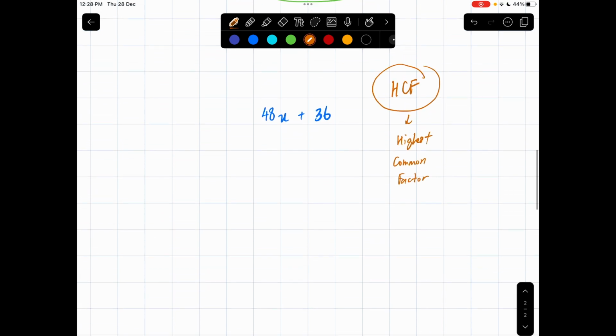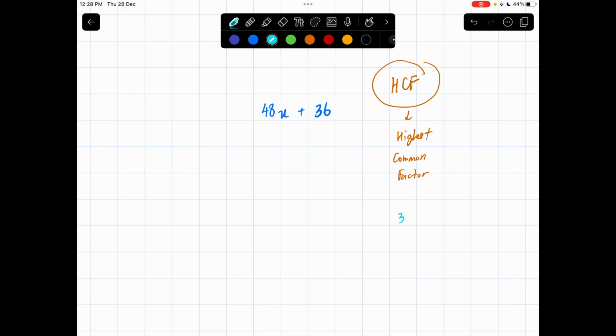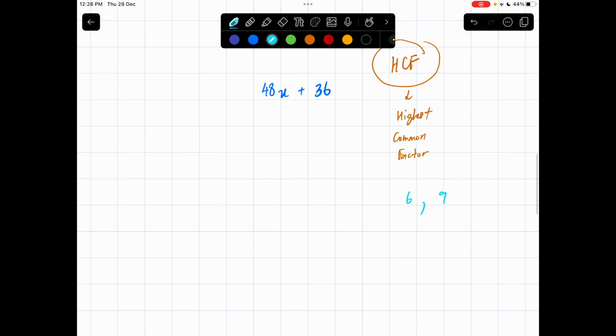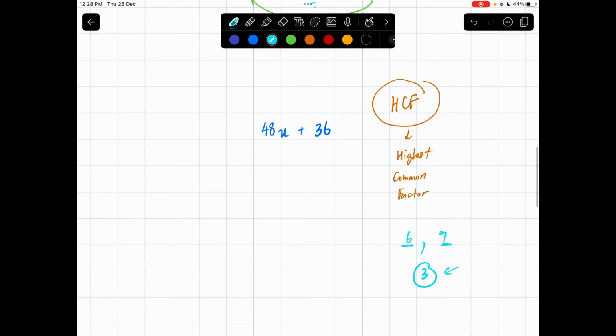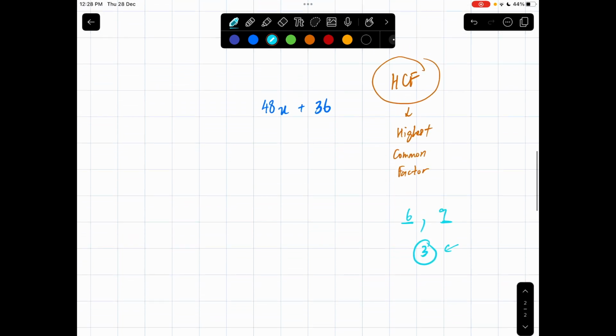So for instance, if we have 6 and 9, the highest common factor for both of these numbers will be 3. Because if you take a look at the timetable of 6 and 9, the highest number that could divide both 6 and 9 will be 3. That's the definition of highest common factor. So in the instance of 48 and 36, if the numbers are big, we don't have to crack our brains and try to will the answer into existence. Instead, we can just do the repeated division method to find out our answer.